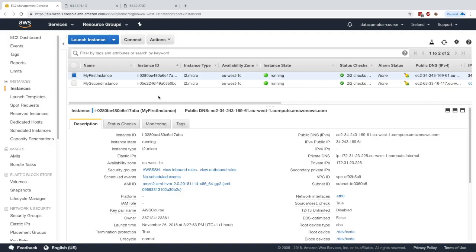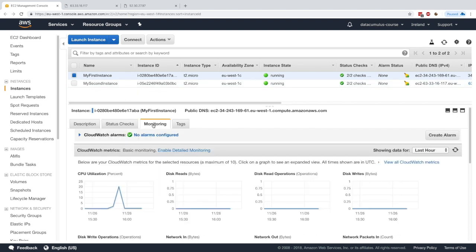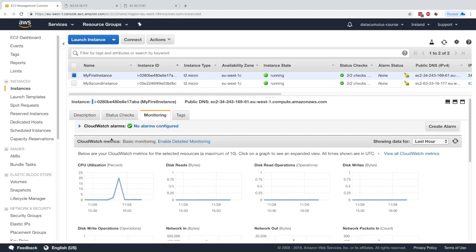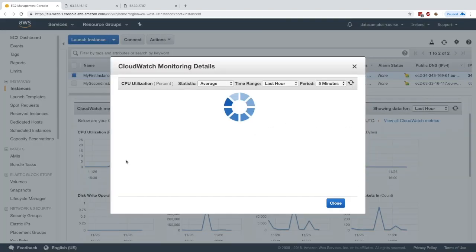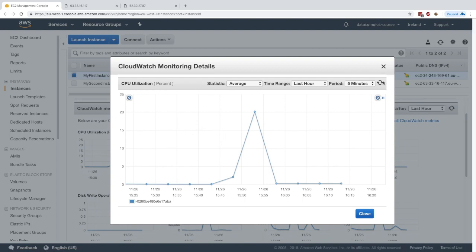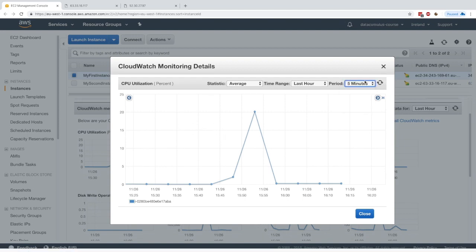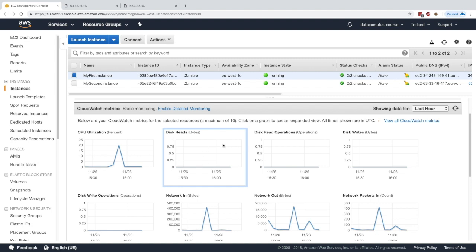Okay, so let's have a look at the type of monitoring we get from EC2. Let's take my first instance and go to monitoring. As we can see here from CloudWatch, we get the monitoring of our instance. The number one thing we get is CPU utilization. As you can see, the period is 5 minutes. Then we get the disk reads, operations, and writes, but these are going to be empty because our instance is not an instance store, it's backed by EBS.